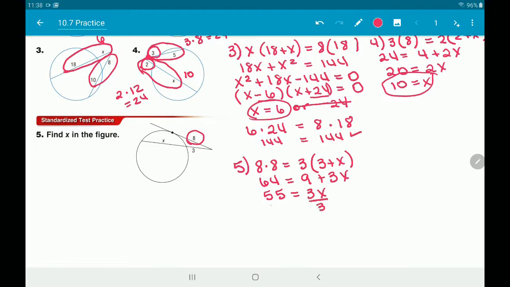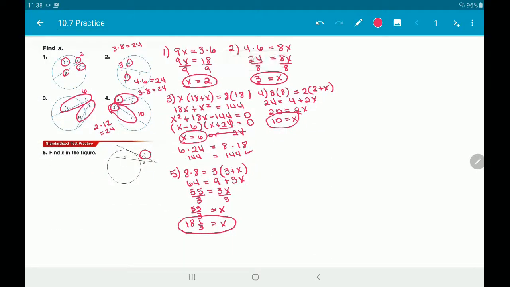Divide both sides by 3. So x equals 55 over 3, which 55 is not divisible by 3. We could change it to a mixed number. It would be 18 and 1/3. So either one of those would technically be okay.